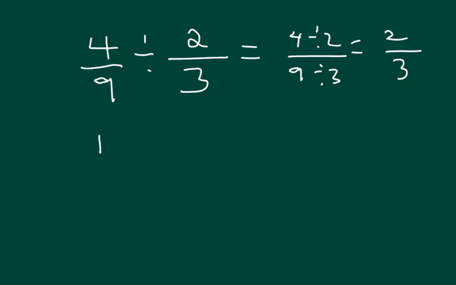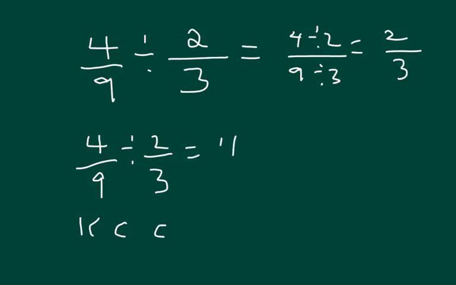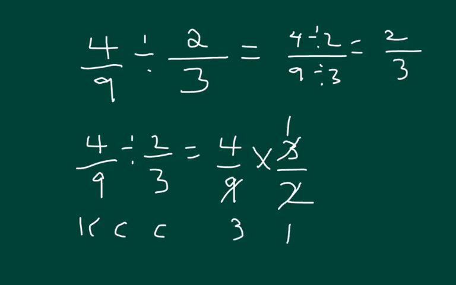And let's go through what is considered the normal division algorithm, or way of doing division, which is the keep, change. So I'm going to keep 4/9. I'm going to change division to multiplication. And I'm going to change 2/3 to its inverse, which is 3/2. Then I can reduce before I multiply. 3 goes into 3 one time, and into 9 3 times, and 2 goes into 2 once, and into 4 twice. And here we go. We get 2/3. Same thing.